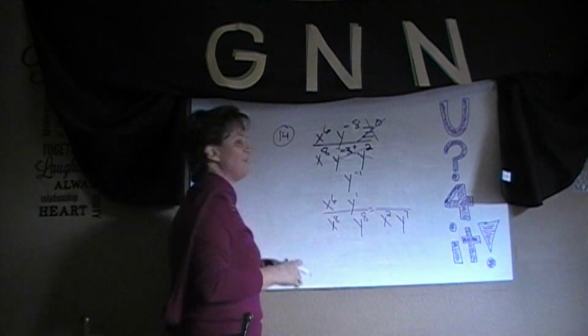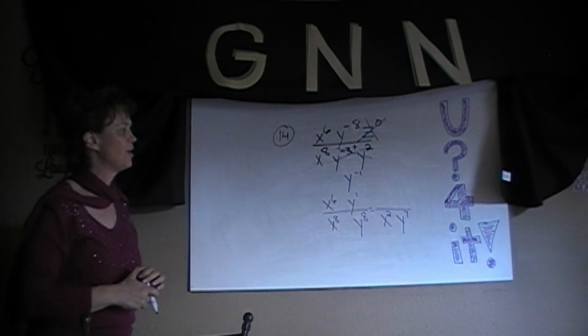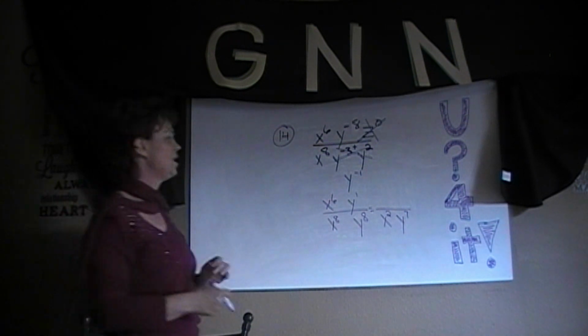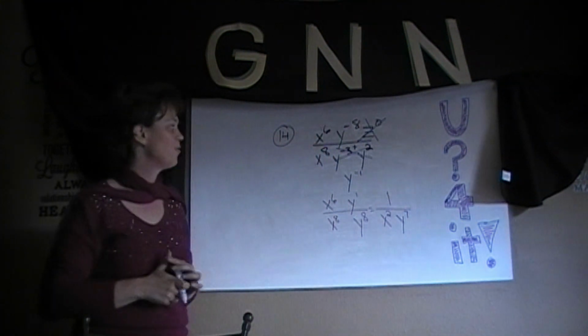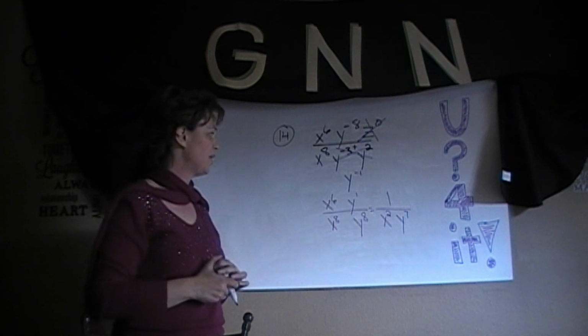And on top, you have absolutely nothing left in the numerator, but you cannot leave it with nothing on top. And so you put the placeholder of a 1 in the numerator. And so your answer is 1 over x squared y to the 7th.